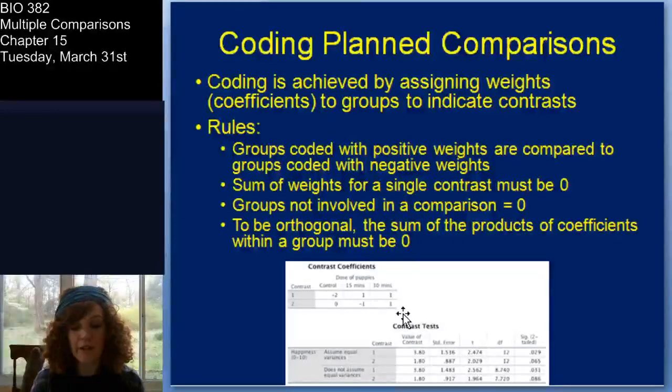Okay, so let me just say those rules again. Compare positive weighted groups to negative groups. And you're choosing what you're comparing. It's just saying when you're comparing this to this, that's how you code them, positive versus negative, okay? If you're not using a group, it's a 0. When you're going across the rows, the sum of those coefficients, the weights, must be 0. And then as you go down a column, you're going to multiply. So you're going to get a product of those column coefficients and then add them across. And that must be 0. Okay, we're going to practice this, so don't worry.